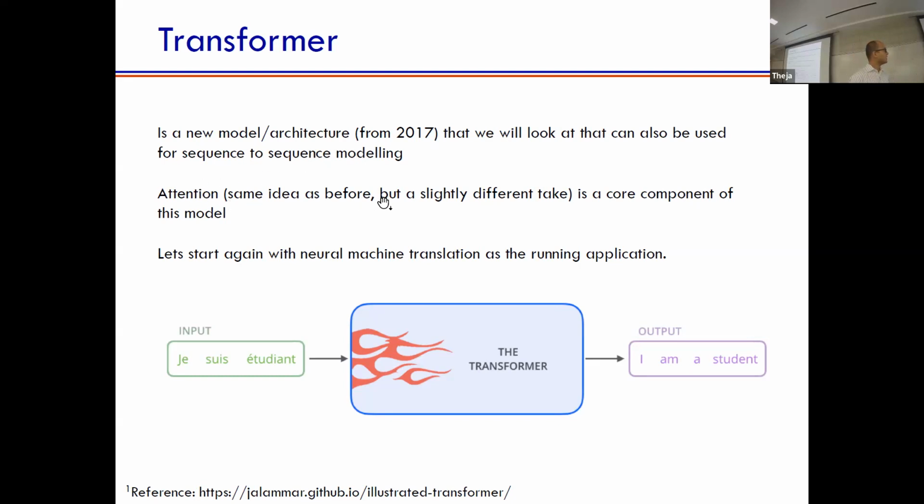Attention is almost the same as before, but a slightly different take. There are going to be slight differences, but it's almost the same idea, and that's why the word is self-attention instead of the encoder-decoder attention that I used. It shows that they're still trying to attend to appropriate parts of the input while doing their computations. It's a core component in this model. And we'll again use neural machine translation as an example, going from some input sentence to some output sentence.